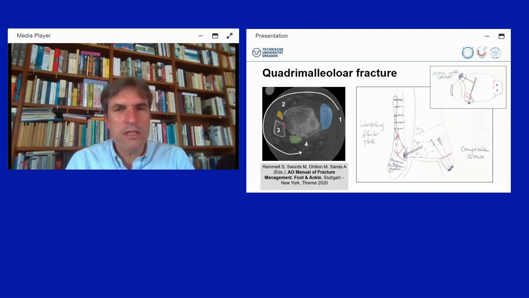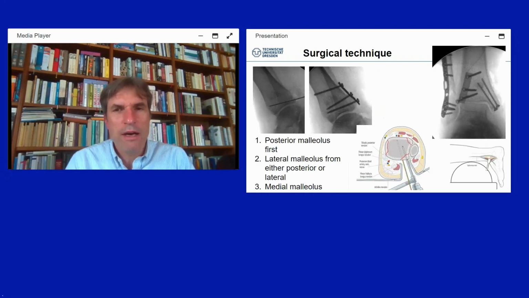And then the question is, of course, what would be the best sequence to fix it? And so again, there's nothing set in stone about that. If there's a relevant posterior fragment that I like to fix, I like to start with that, because once there are no other implants inside, you can see the reduction, particularly if there's an intercalary fragment like in this case.